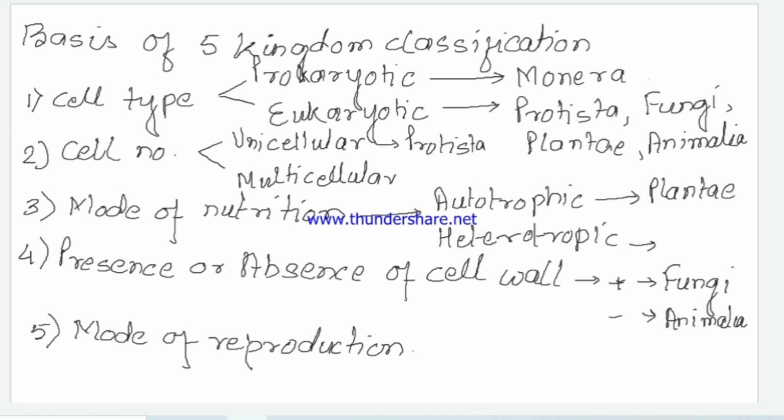Thereby, a six-kingdom classification was proposed, where Monera were divided into Archaebacteria and Eubacteria, along with Protista, fungi, Plantae and Animalia. Now students, this is just a recap of what you have learnt in class 9. Now we will start with the first kingdom, that is Monera.